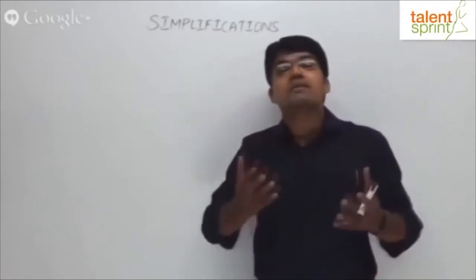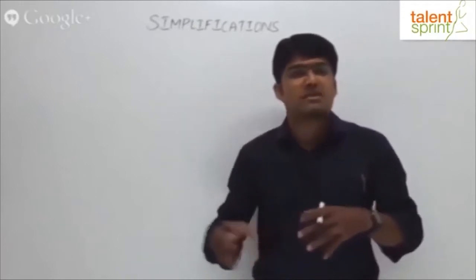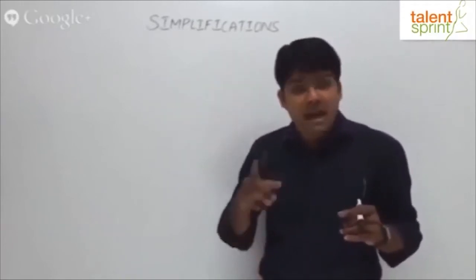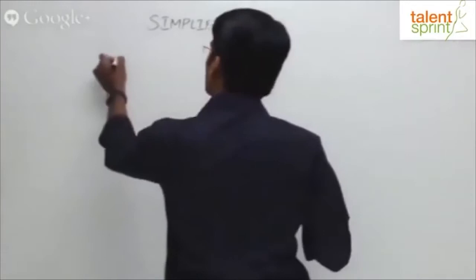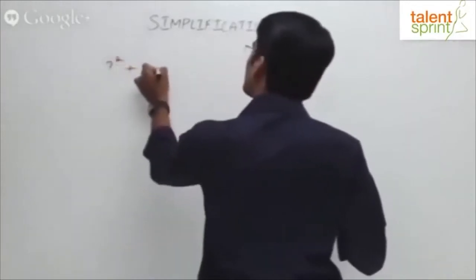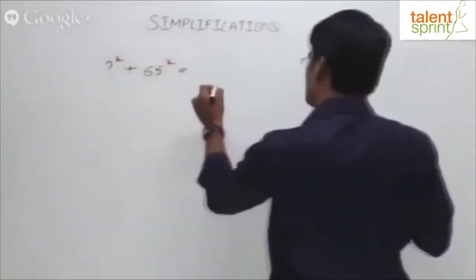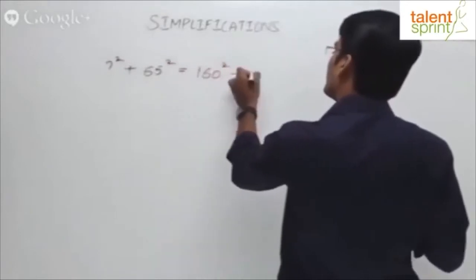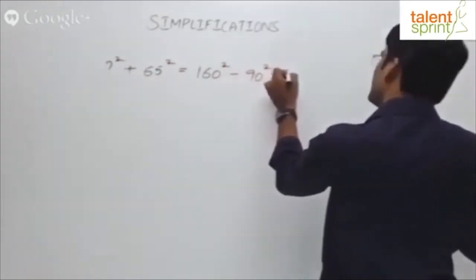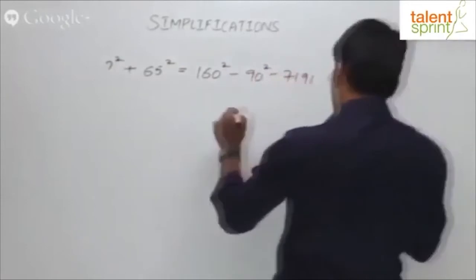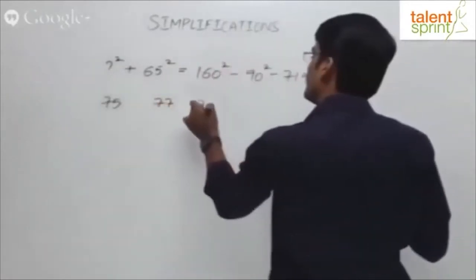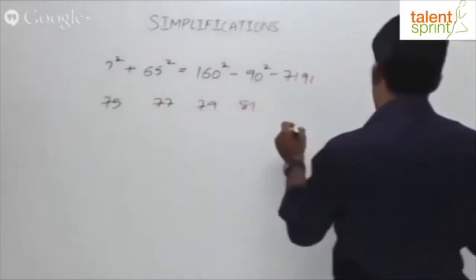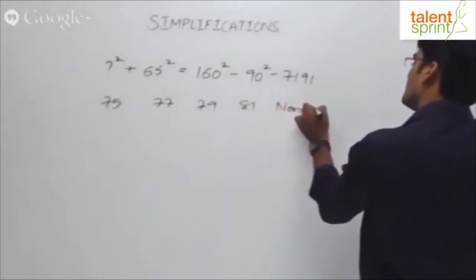So that's what we are trying to understand in this session of simplification, the smart ways of getting the answer, and follow the BODMAS rule. That is very, very important, right? Let me give you a question now. Look at this. Question mark squared plus 65 squared equals 160 squared minus 90 squared minus 7191. I'll give you the options: 75, 77, 79, 81, and the fifth option is none of these.